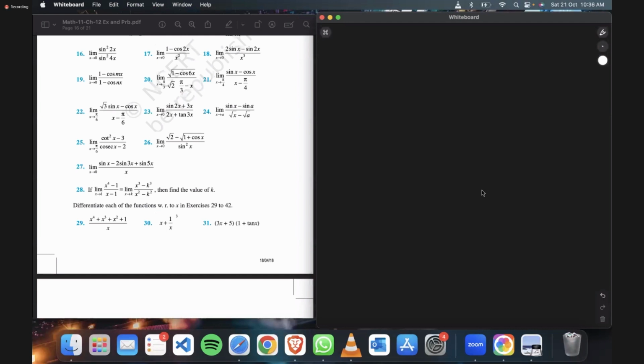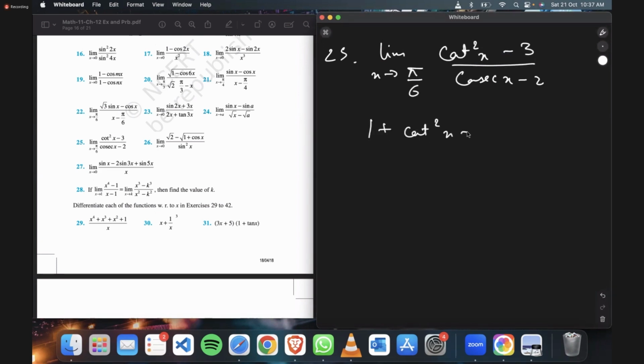So let's move on further. Let's see what question do we have next. Next up is question number 25. So what is question number 25? My limit x is tending to pi by 6. What am I having here? I'm having cot square x minus 3 divided by cosec x minus 2, right? So cot and cosec are interchangeable, right? How can I change this? 1 plus cot square x is equal to cosec square x, and I can write my cot square x as cosec square x minus 1.